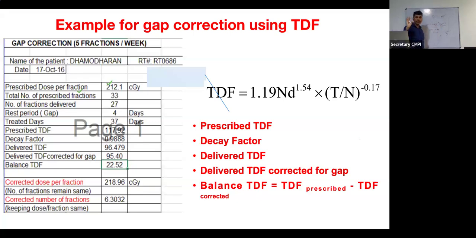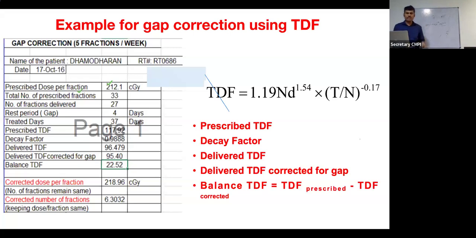You can take it as 7 by 5, because we treat 5 days in 7 days a week. Or suppose you have 30 fractions and 35 days total, take the ratio here. Both will be the same. Now, that is the prescribed TDF you will get.